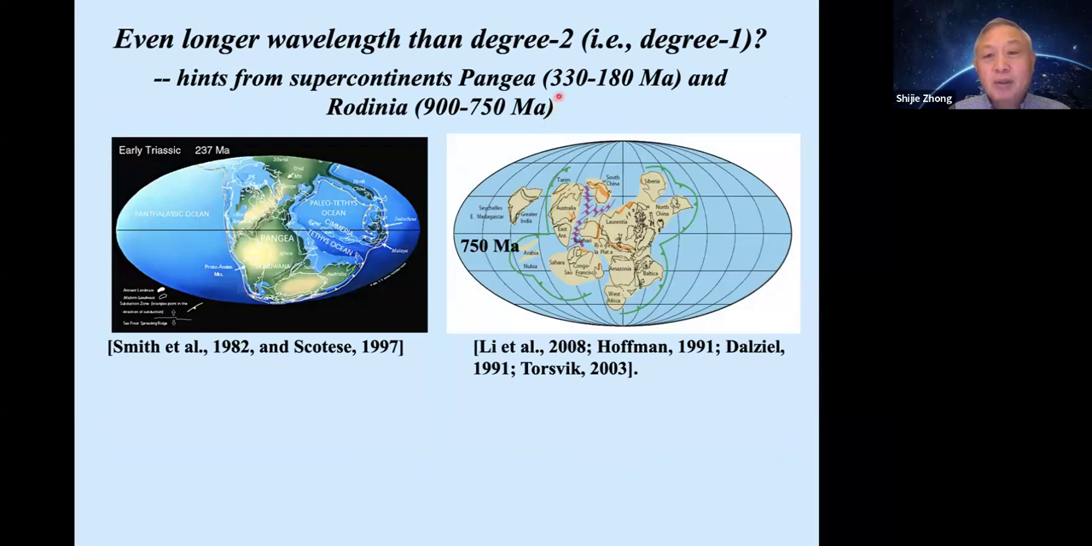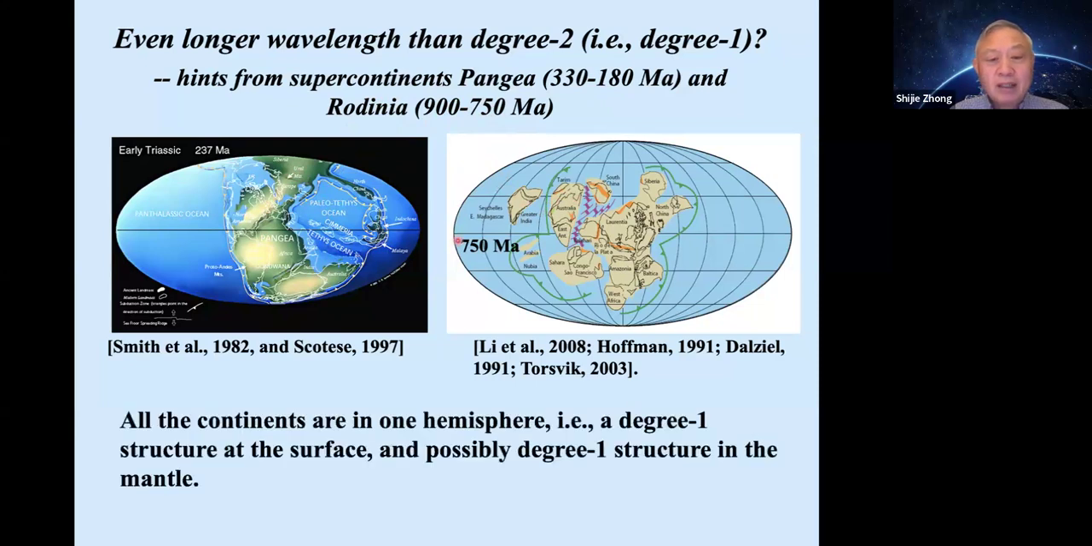That's between 330 and 180 million years ago, right? So that's when all the continental blocks are together, forming the so-called supercontinent Pangaea. Then even before that, there's another period, between 900 and 750 million years ago. This is a supercontinent called Rodinia, right?